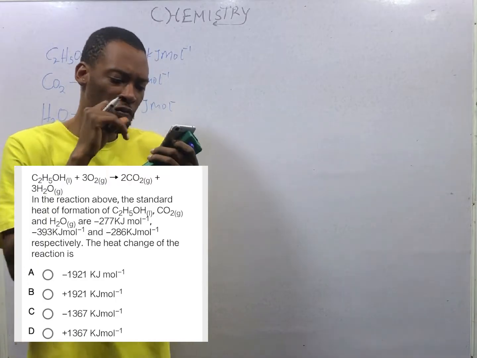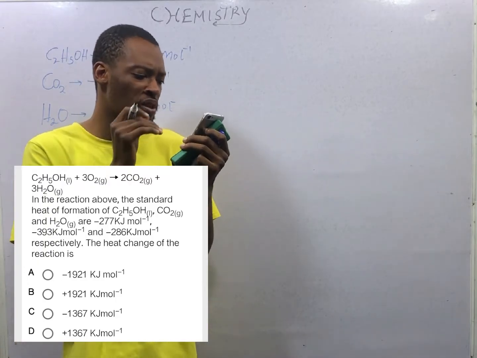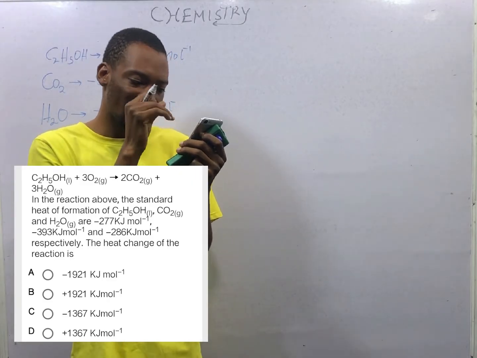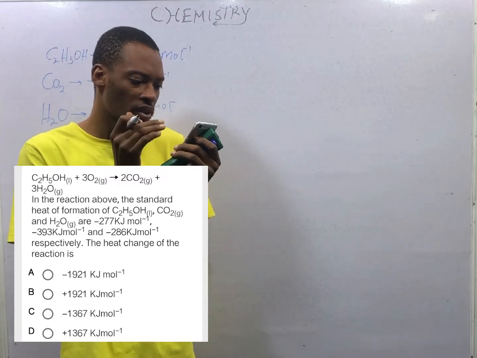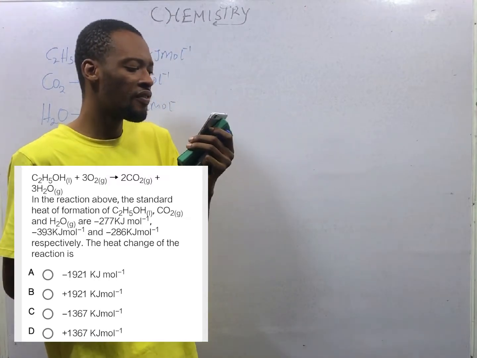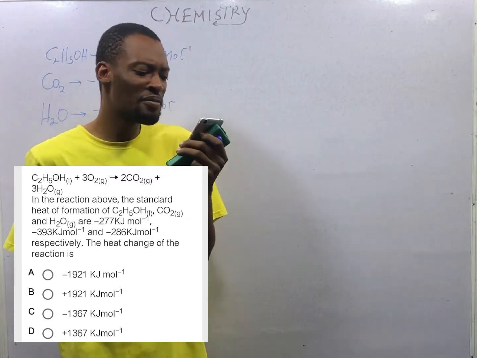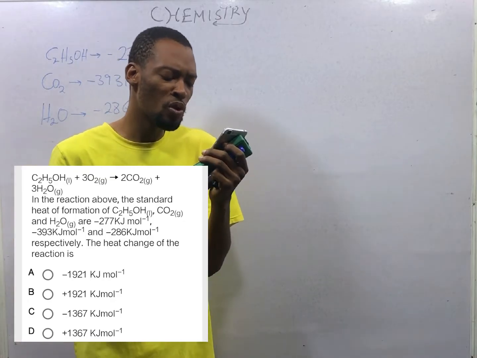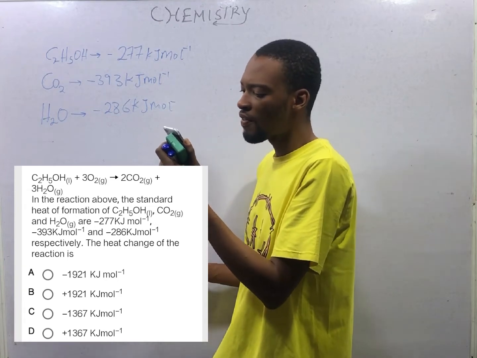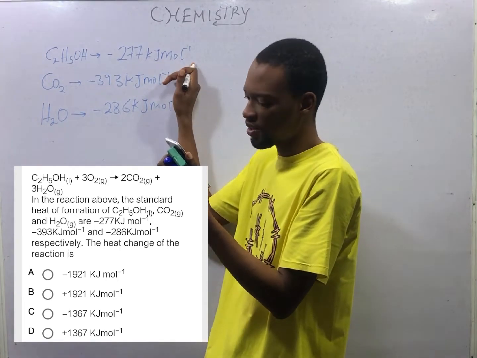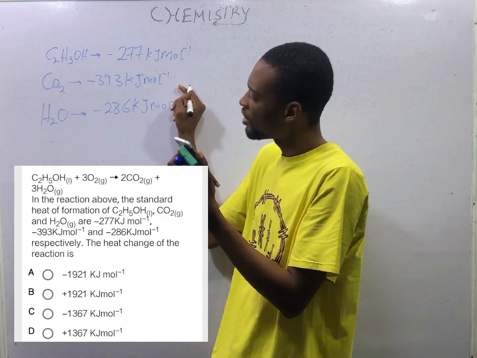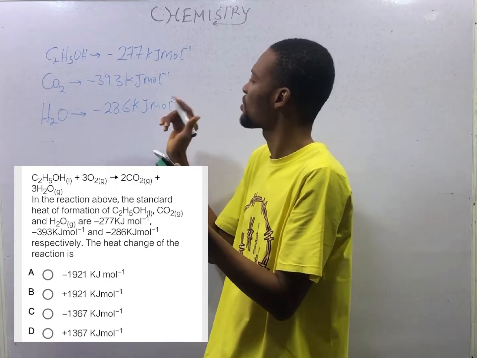In the reaction above, the standard heat of formation of C2H5OH, CO2, and H2O are minus 277 kilojoule per mole, minus 393 kilojoule per mole, and minus 286 kilojoule per mole, respectively. Which means for C2H5OH, the standard heat of formation is this. For CO2, it is this. And for H2O, it is this.